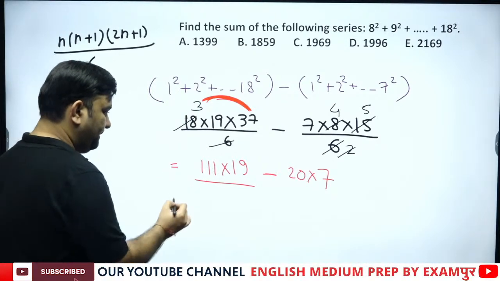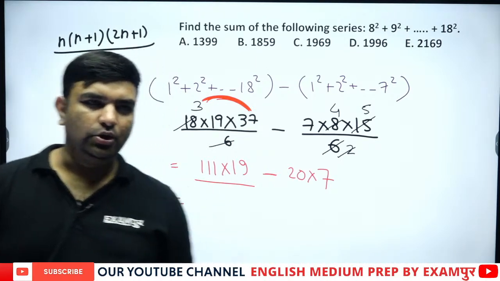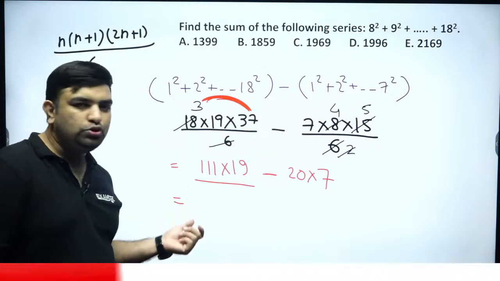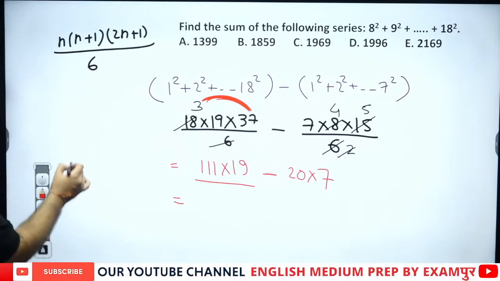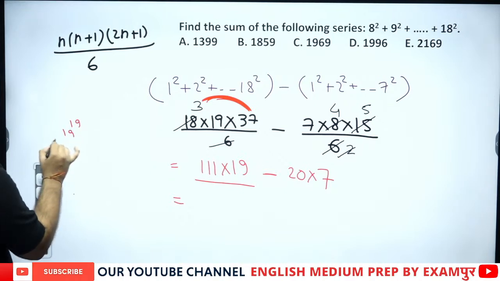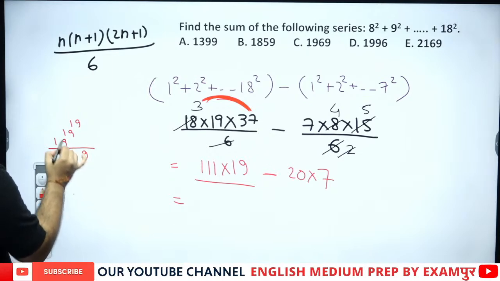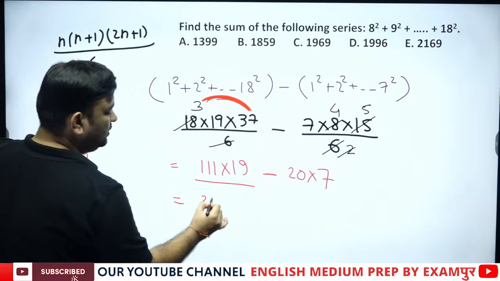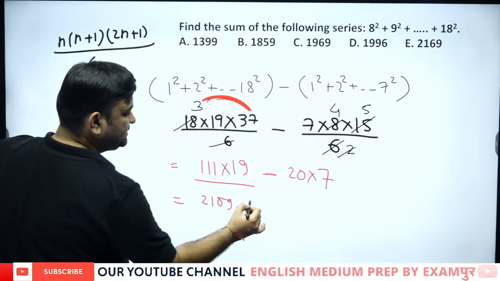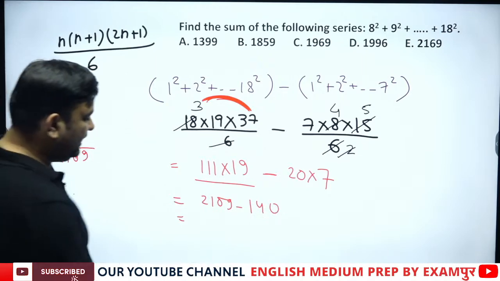So now do it and get to the answers. How can you multiply 111 into 19? You will say, sir, 19, 19, 19, 9, 10, 11, 2109, minus 140. So it's 1969.